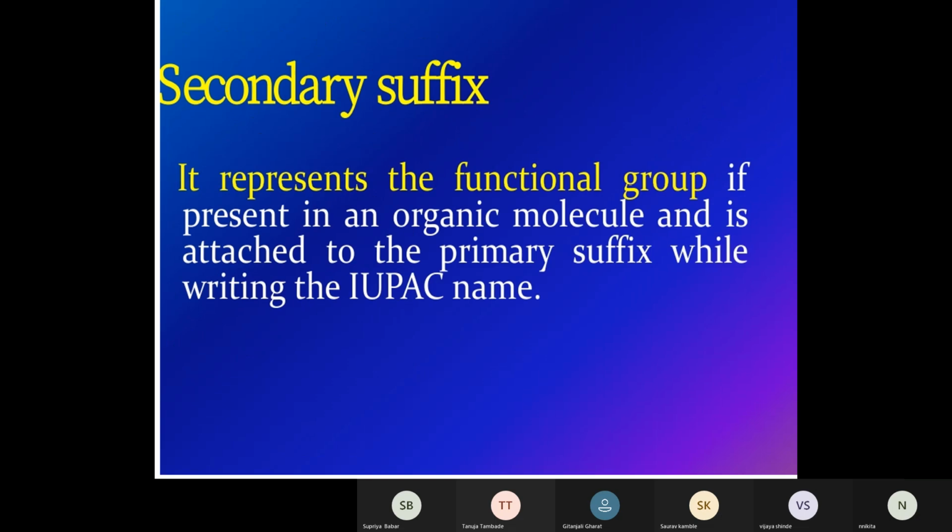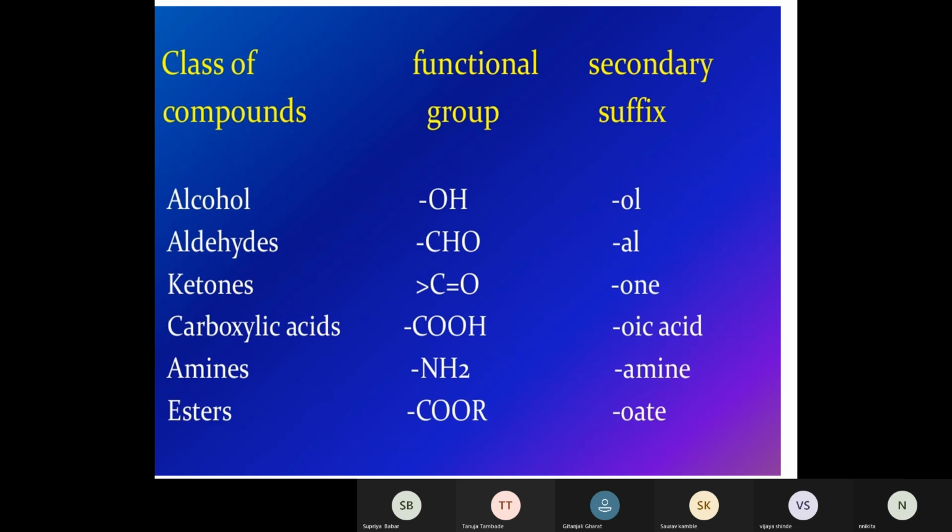Then there are the secondary suffixes. The secondary suffix represents the functional group present in that molecule. There are different functional groups present. Here is a class of compounds and the functional groups, and for each functional group, which secondary suffix we use. You have to know this. You have to remember this.